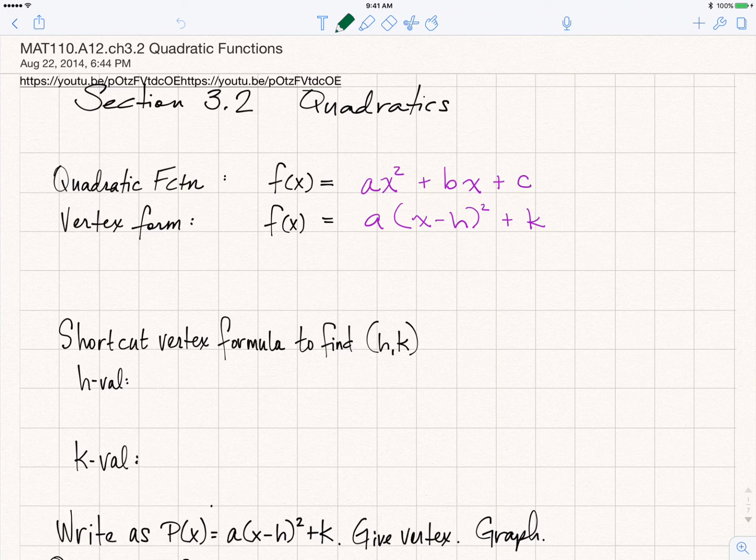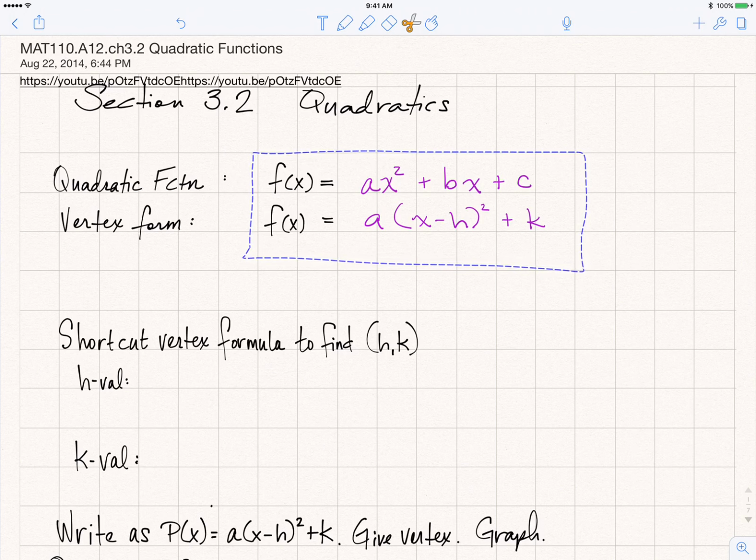Before I get to what I'd like to cover in section 3.2, just a reminder of something that you would have learned back in Math 102, and that is the quadratic function versus the vertex form. You'll notice that I have both of these right here: the quadratic function ax squared plus bx plus c, and the vertex form, which we are familiar with from what we covered back in chapter 2 with the squaring parent, which is now going to be called the quadratic parent.